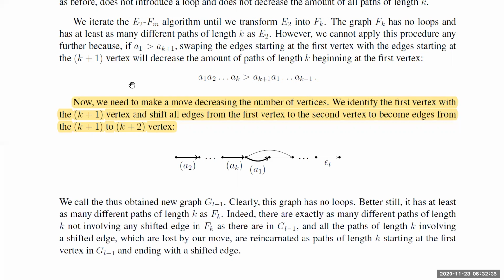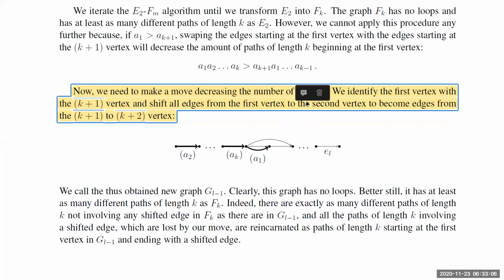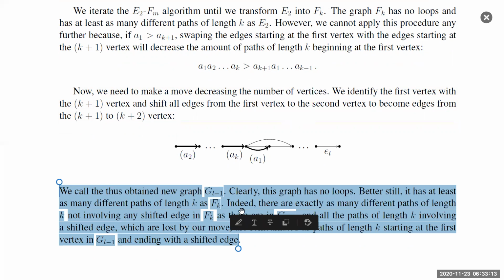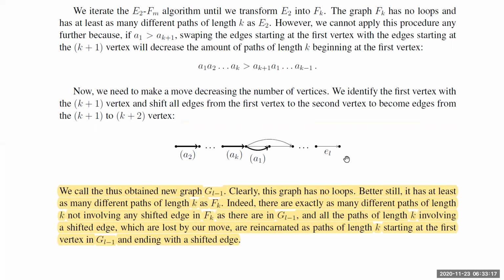So what do we do? You see it on this picture. We identify the first vertex with the k plus first vertex and shift all edges from the first vertex to the second vertex to become edges from the k plus first vertex to the k plus second vertex. So this is exactly the situation. We chop off all these edges on the left and we put them beyond AK, like in this picture. And we call the thus obtained new graph GL minus 1, because our longest path used to be of length L, and our longest path is of length L minus 1. So this stands for the length of a longest path.